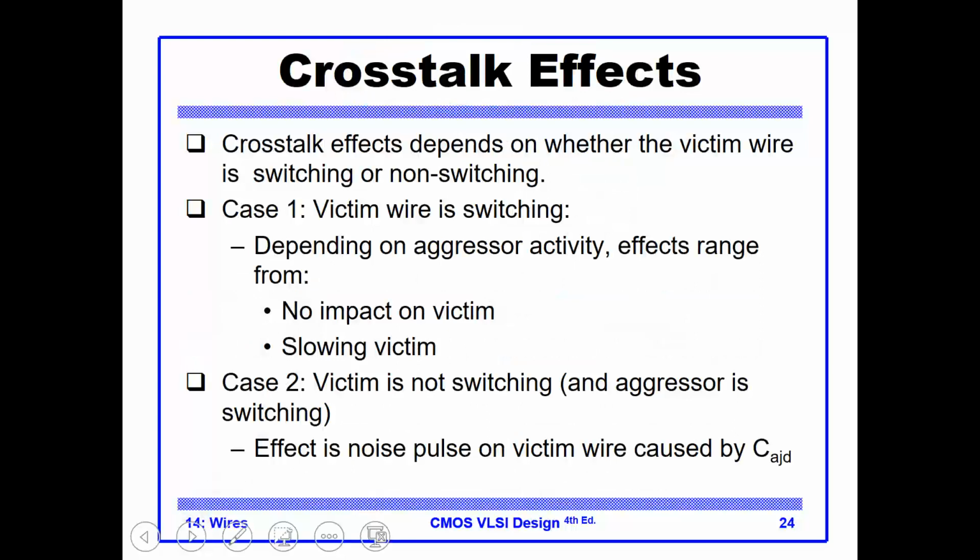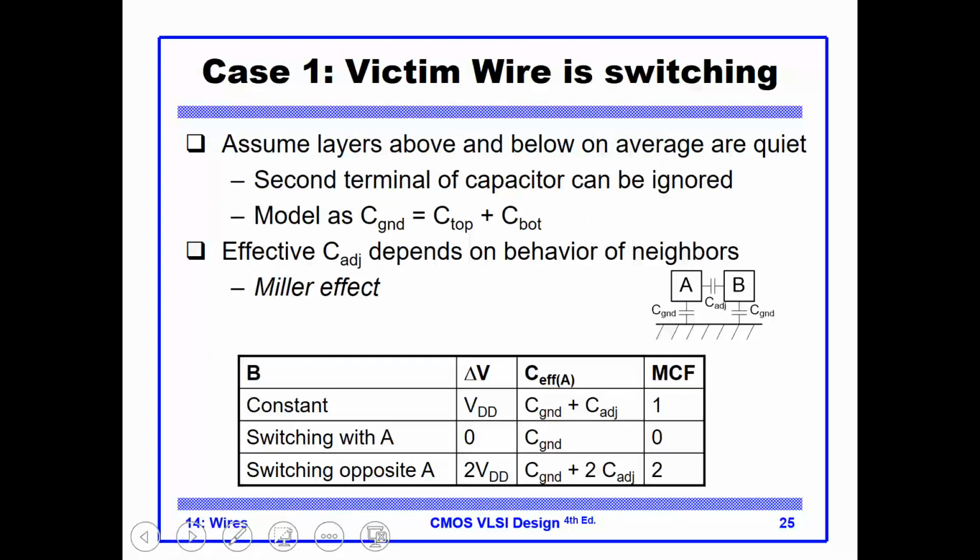So let's take a look at the first case here. The victim wire is switching. Okay, so this is the very first case where the victim wire is switching. So this is the victim wire A. It is switching. It is trying to switch, let's say, from 0 to 1.